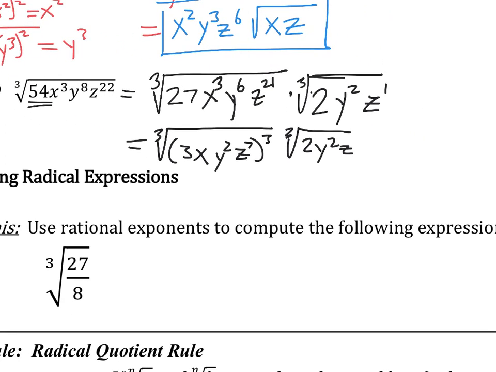And now we can take this cube root. This cube root's going to cancel out with this cubed, leaving all that stuff underneath. So we're going to have 3xy squared z to the 7th. And then we have times this cube root of 2y squared z.